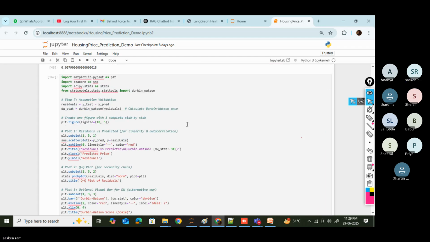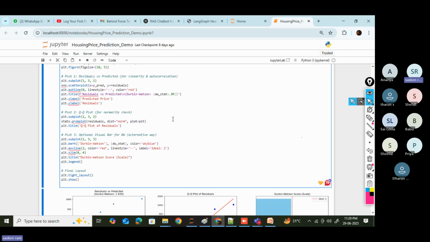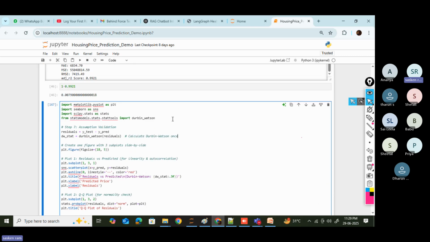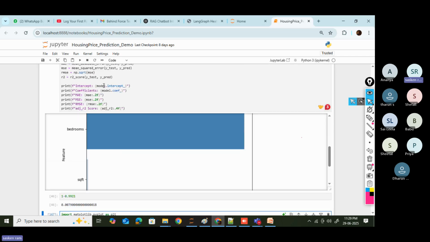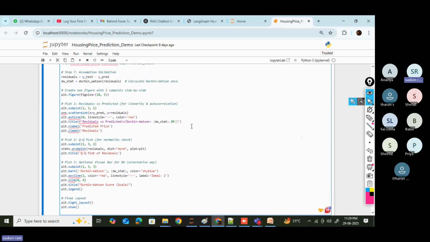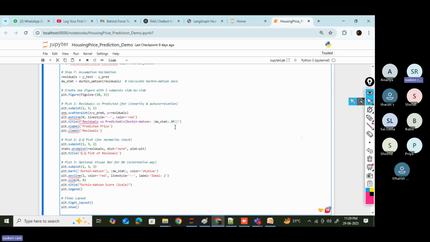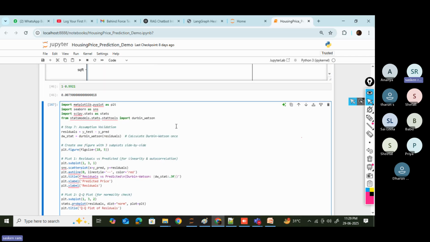Next one is, wait, this topic is not over. We need to validate assumptions. When it comes to the linear regression algorithm, apart from evaluating the model metrics, adjusted R squared and RMSE, there are some more things you need to make sure, that it is adhering to some assumptions. In the case of linear regression, five assumptions are there. First one is linearity.